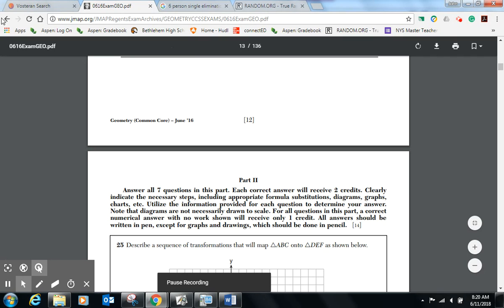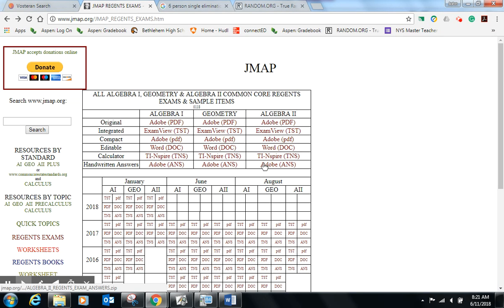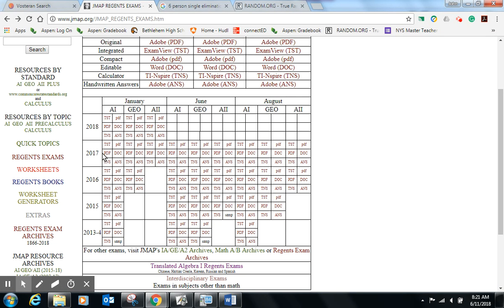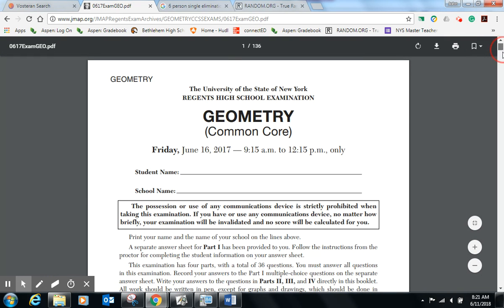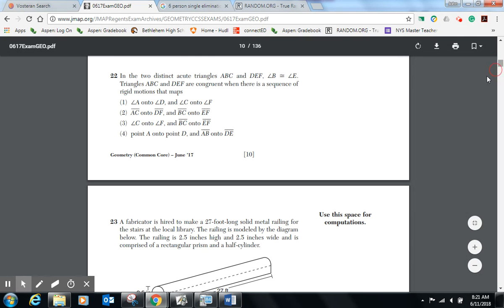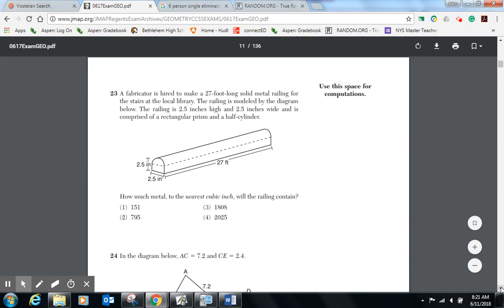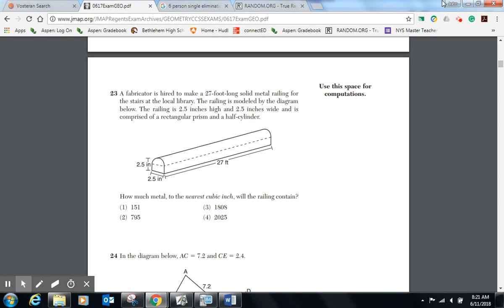Okay, how about I actually sit down and look at this now? Okay, June 2017 geometry PDF, got it. Let's see if I can get it now. 23, this bad boy? Yeah, all right. So it looks like we have a half cylinder on top, rectangular prism on the bottom. How much metal to the nearest cubic inch will the railing contain?